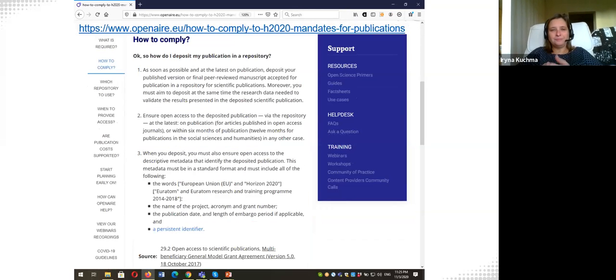Yeah, these are more details about the requirements. Depositing should be done at the latest at publication, but open access could be provided either immediately if possible, if it's an open access article, or after 6 months for STM and 12 months for social sciences and humanities after publication.